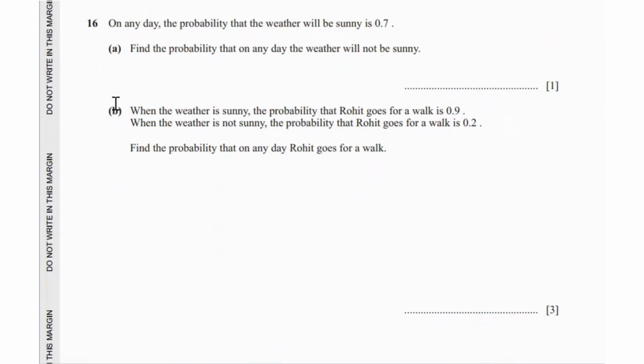Then on any day, the probability that the weather will be sunny is 0.7. Find the probability that on any day the weather will not be sunny.